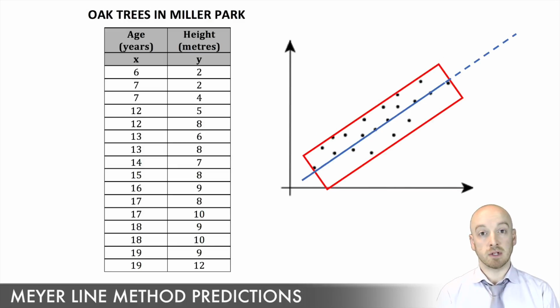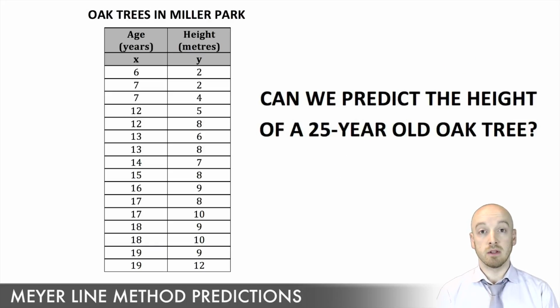Now, this wouldn't be the most accurate way to do it, and if we didn't have a graph, that wouldn't help us at all. So we're going to use something called the Meyer method. And the Meyer method has us use the data in the table of values to predict unknown values in this relationship.